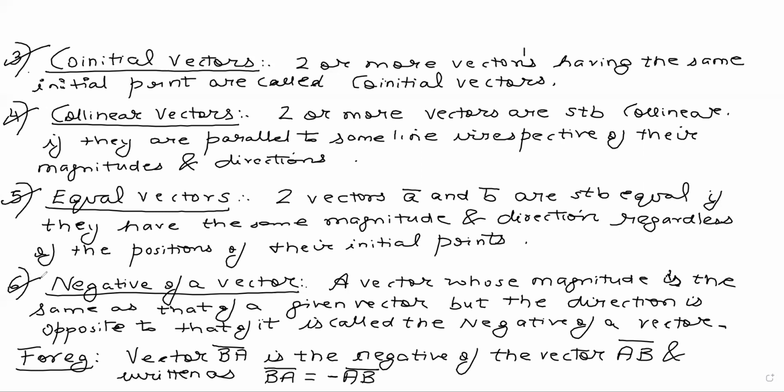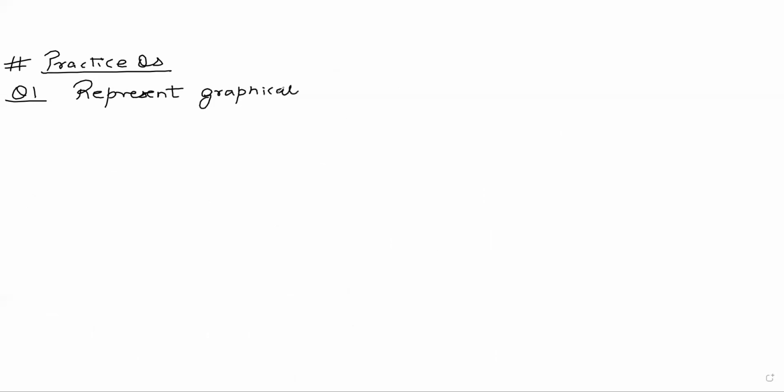So let's do some practice questions now of denoting vectors. Let's look at some practice questions. So first question, represent graphically a displacement of 40 kilometers 30 degrees west of south.